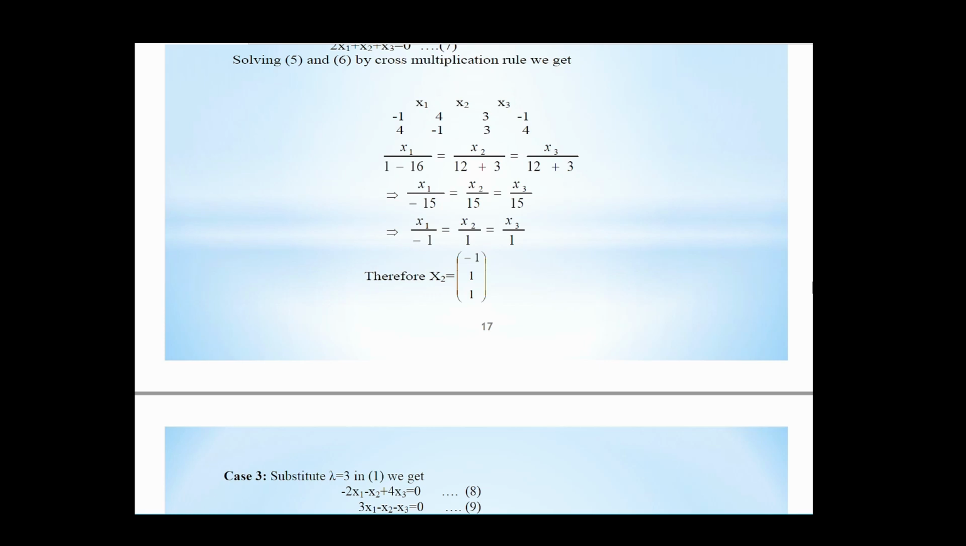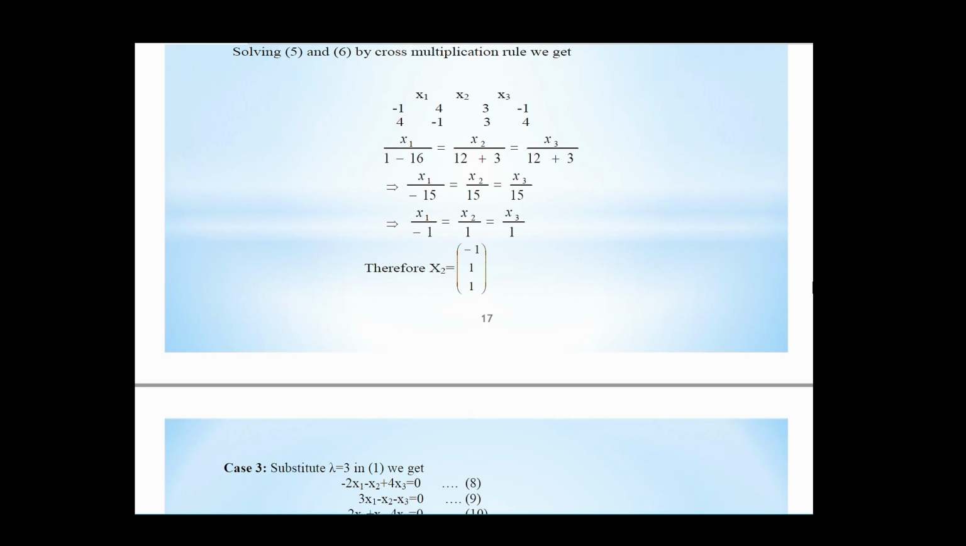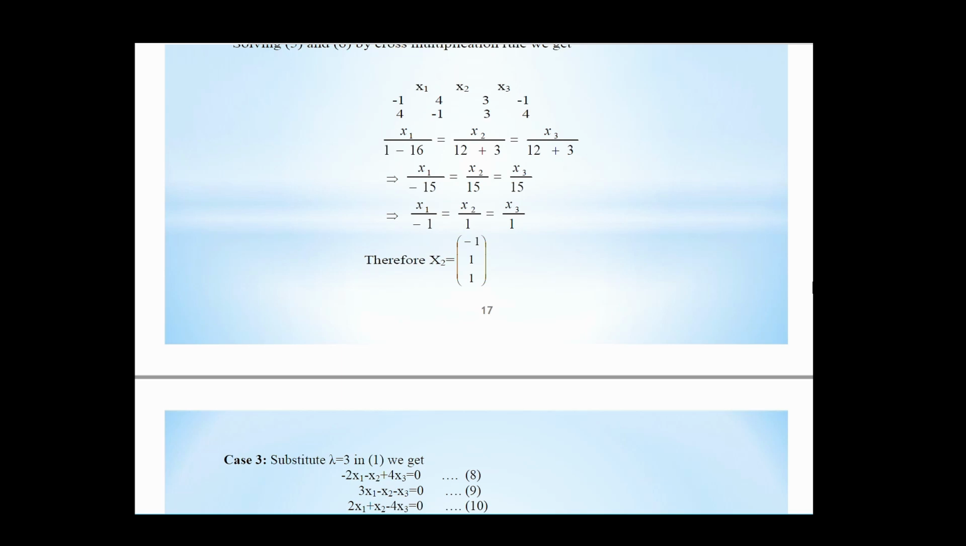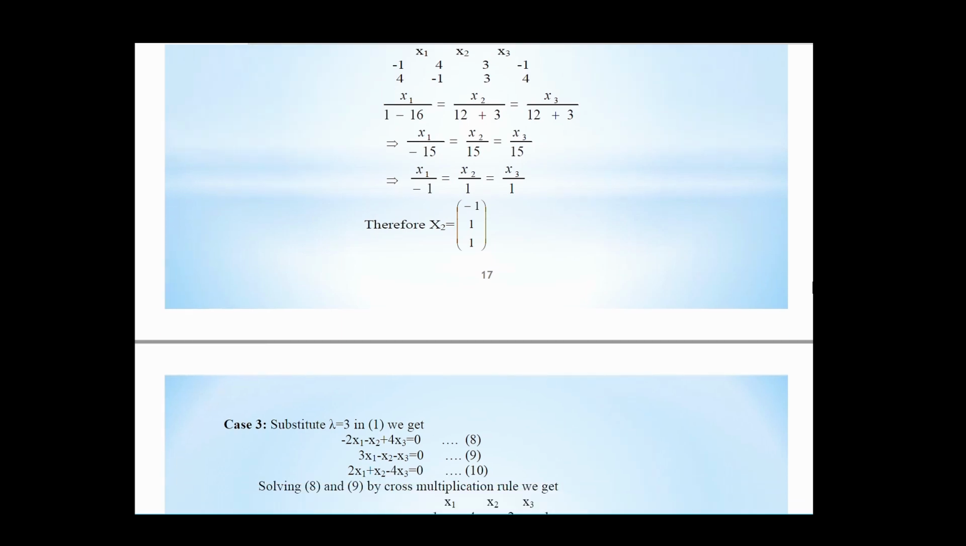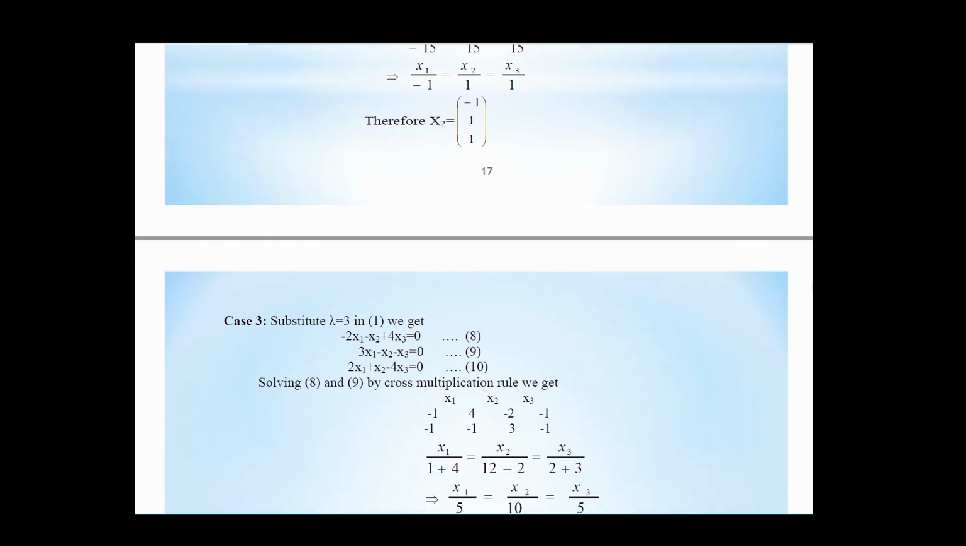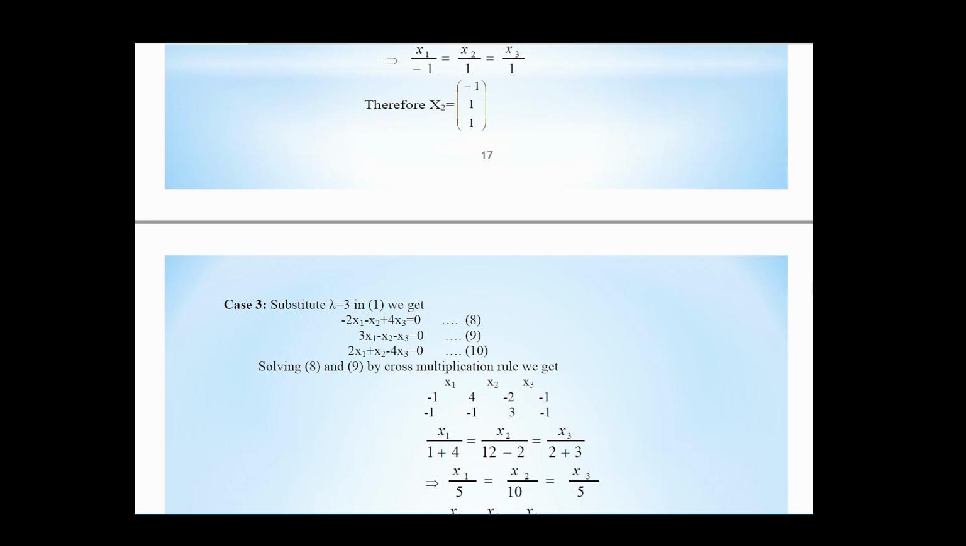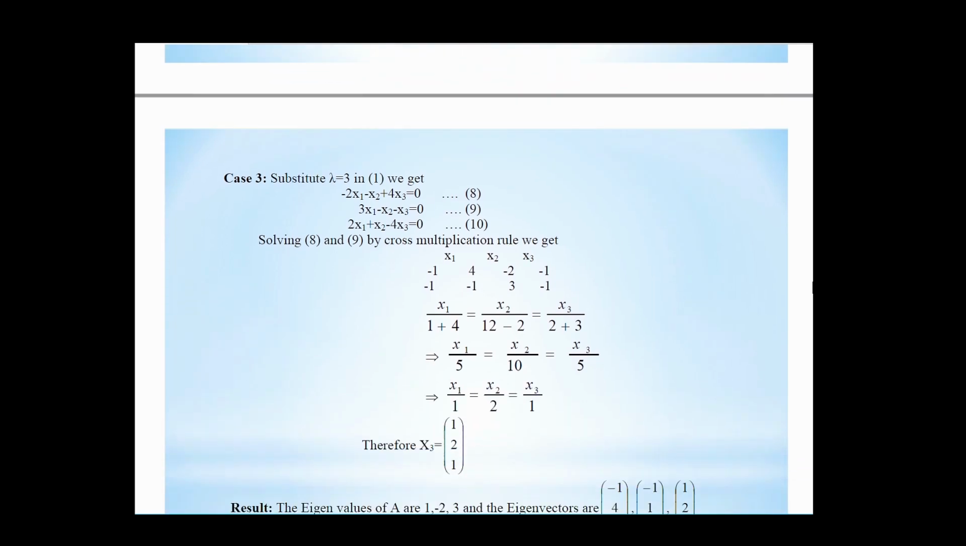Again we apply the cross multiplication rule and solve the above system of equations. We find x1 divided by minus 15, x2 divided by 15 equal to x3 divided by 15. Dividing by 15, we get x1 equal to minus 1, x2 equal to 1, x3 equal to 1. Therefore the corresponding eigenvector for the eigenvalue lambda equal to minus 2 is x2 equal to (minus 1, 1, 1).